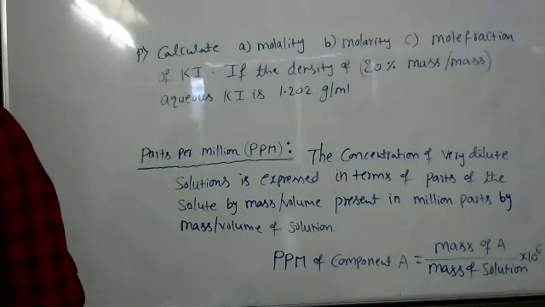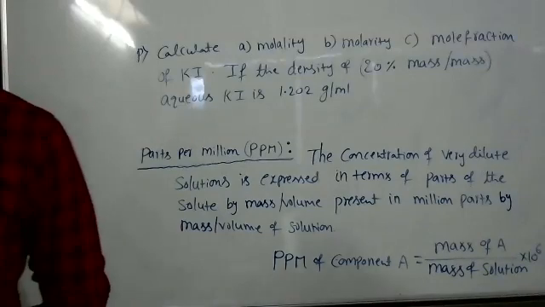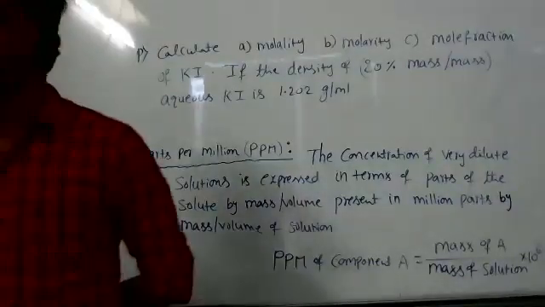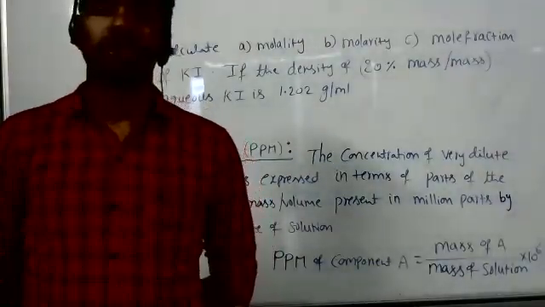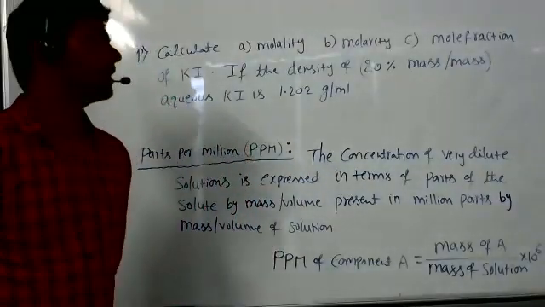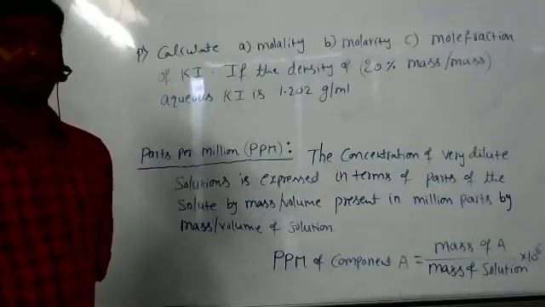So what does 20% mass by mass mean? It means if you take 100 grams of solution, 20 grams is potassium iodide, and the remaining 80 grams is water. Okay.